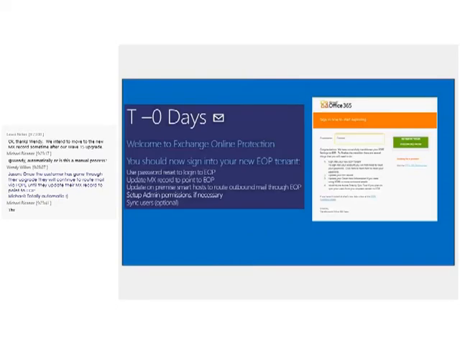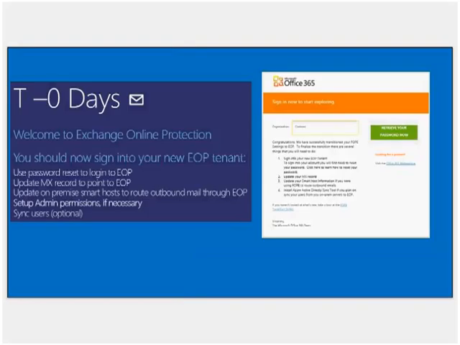So what happens in the backend for your transition? The T-0 date has arrived. Your tenant gets migrated over to EOP. At this time, your FOPE tenant will be locked into a read-only mode. Once your transition is complete, you will receive the welcome to EOP email.